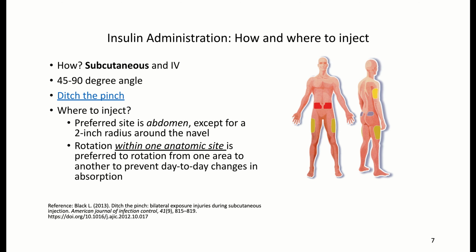Insulin administration, how and where to inject. The structure of insulin is such that it cannot be administered orally or through the gastrointestinal tract. So there are two ways that you can administer insulin: subcutaneous and intravenously. IV administration of insulin is typically in the ICU setting. On a regular floor and at home, insulin is administered subcutaneously.